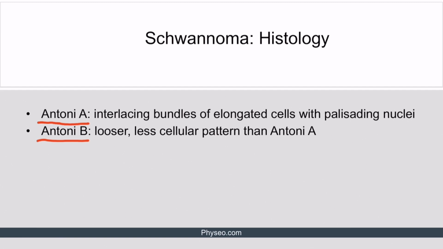There is nuclear palisading around a fibrillary process called Verocay bodies, and these are often seen in cellular areas. The tumor cells have a poorly defined cytoplasm and dense chromatin.